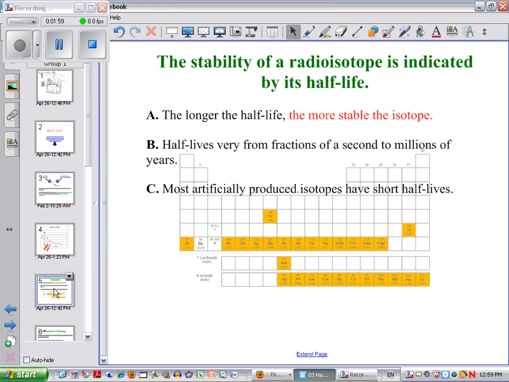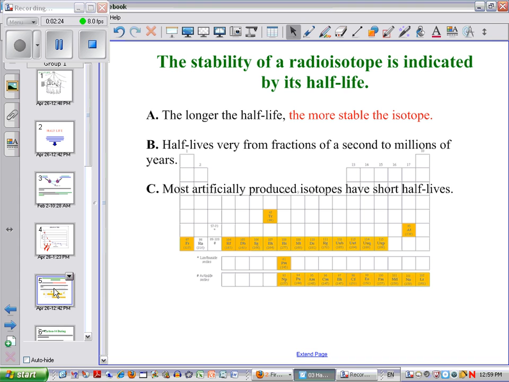The stability of a radioactive isotope, or a radioisotope, is indicated by its half-life. The longer the half-life is of something, the more stable it is. And I told you those products of fission create two very stable, which means they have long half-lives, radioactive byproducts. So that krypton and that barium hang around for a really long time before they undergo decay and become something safer that's non-radioactive.